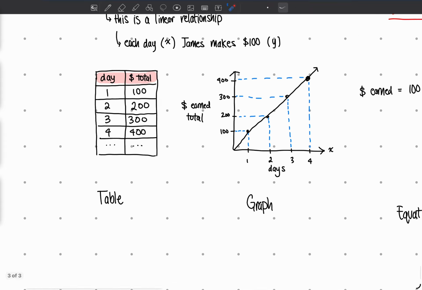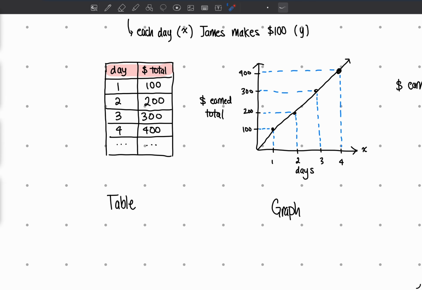Let's look at the table first. We can see on day 1, he'll earn $100. Day 2, he'll earn $200, still below. And on day 3, he'll earn $300. We can see visually and easily that James needs to work 3 days in order to make $300 total in order to fund his jacket.